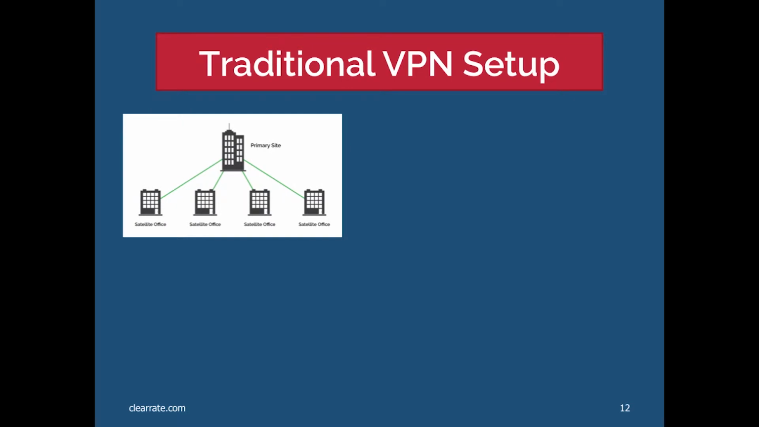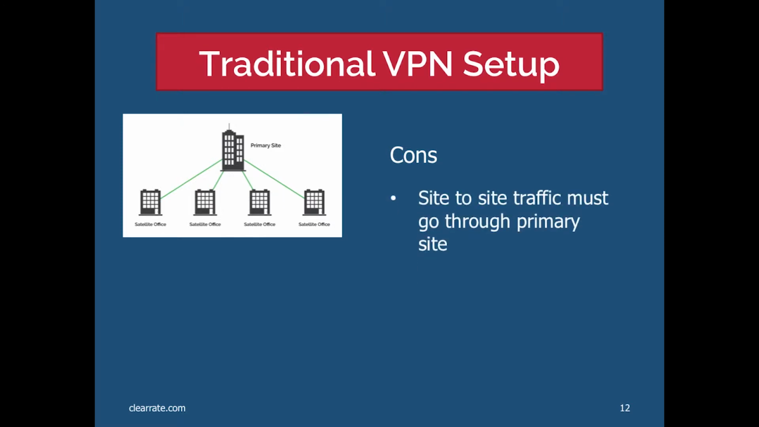But that does have a downside. Your site-to-site traffic has to go through the primary site. And maybe you're a restaurant with a corporate headquarters and you don't care if McDonald's 3 can talk to McDonald's store 27. It doesn't really matter. They just got to be able to talk to headquarters. But a lot of companies have internal communications like IP phones and other things that do need to go directly from one site to another.